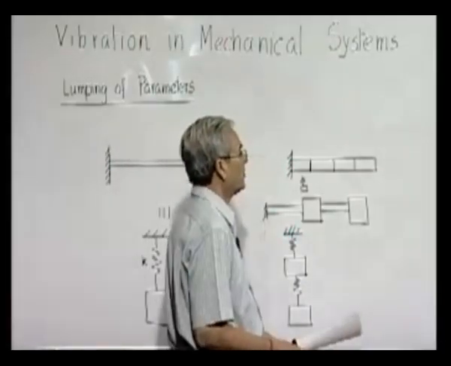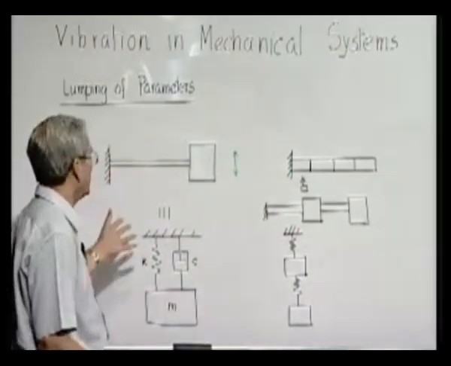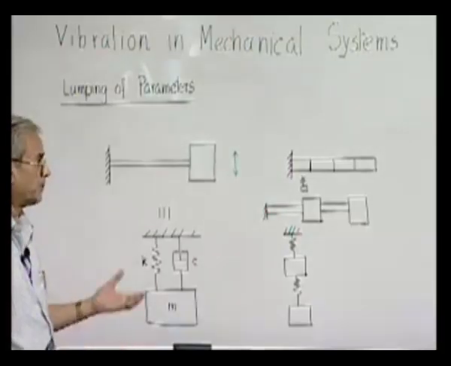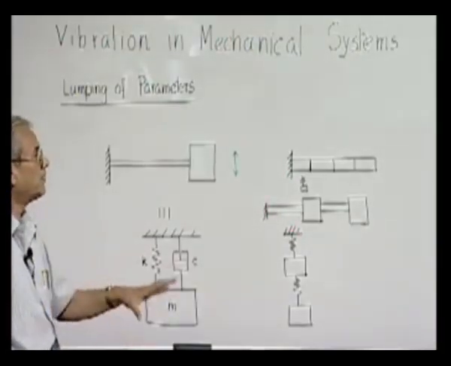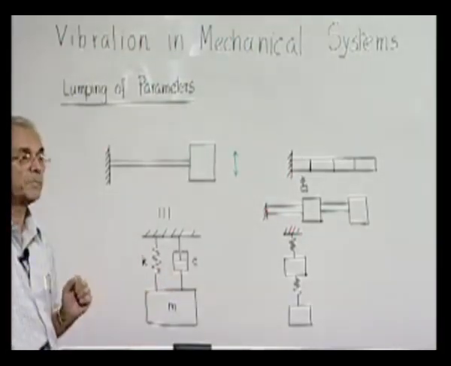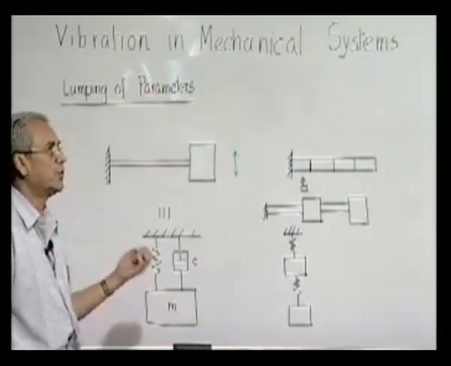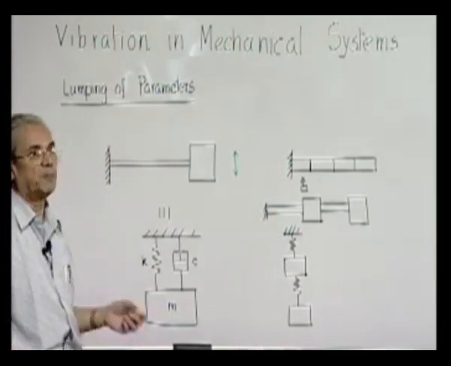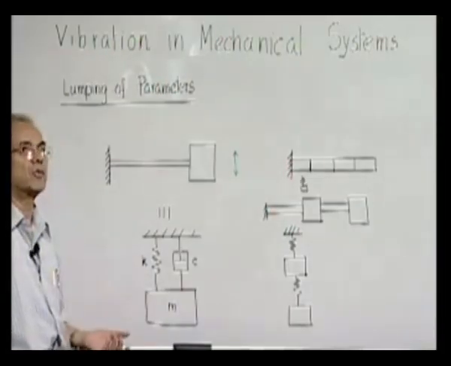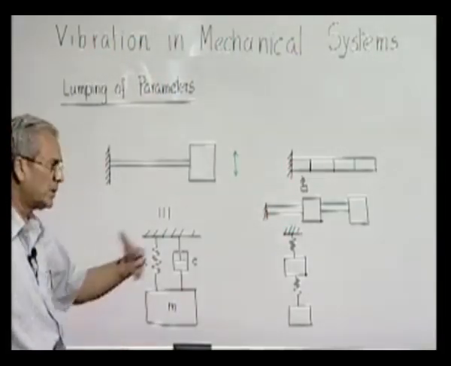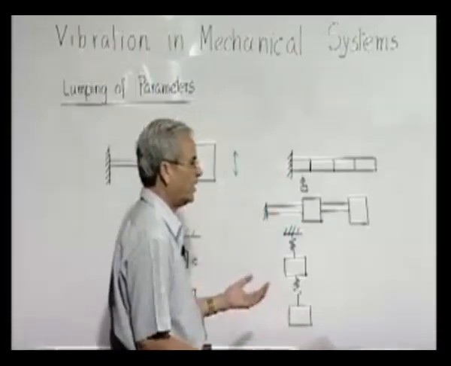So therefore, if you want to make the model very accurate, that means representing the original physical system in a very faithful manner, then it is going to be obviously more complex. The solution will be more difficult, but the accuracy of the result also will be definitely much better. So it is always a kind of give and take.